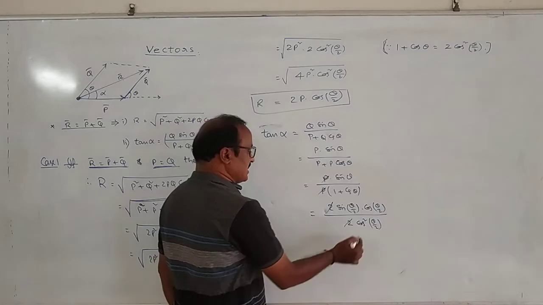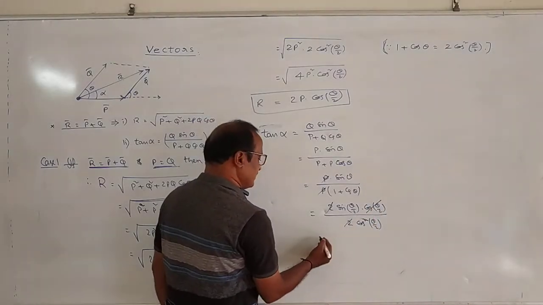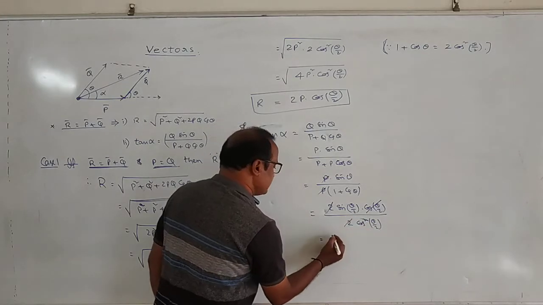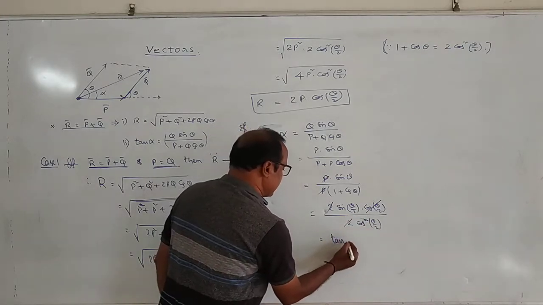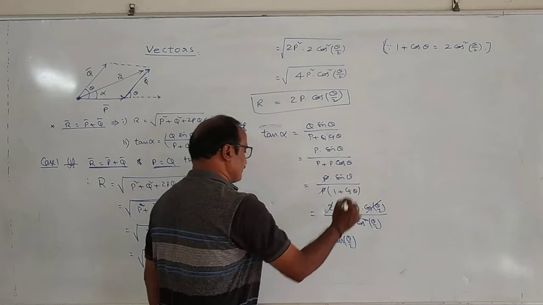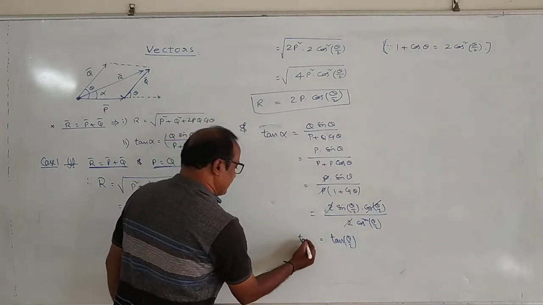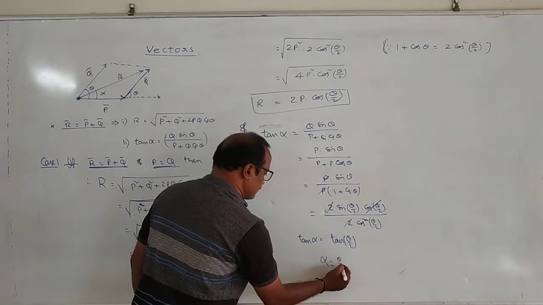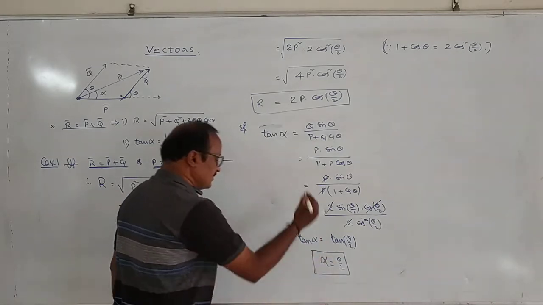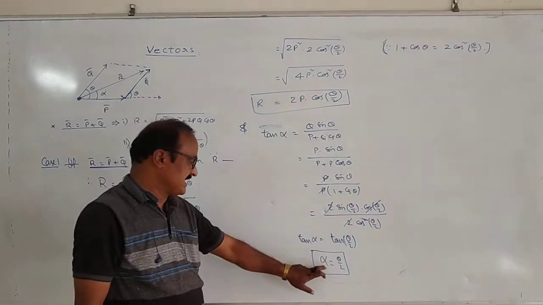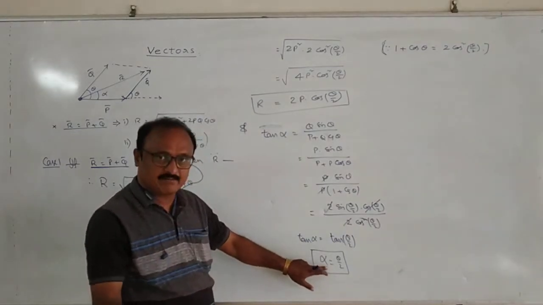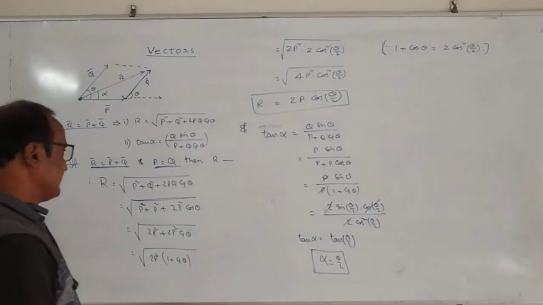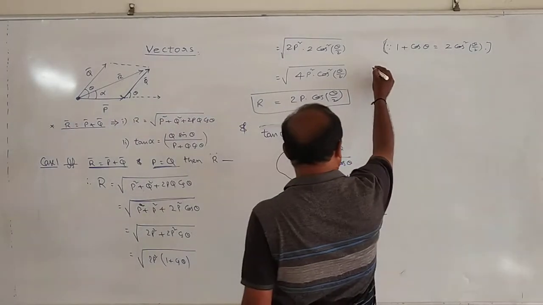Here cos square theta by 2 and cos theta by 2 cancel. Therefore sin theta by 2 by cos theta by 2 is tan theta by 2. So tan alpha is equal to tan theta by 2. That means alpha is equal to theta by 2. So this is the angle made by the resultant vector with P naught, right? Okay. Next one, case 2.